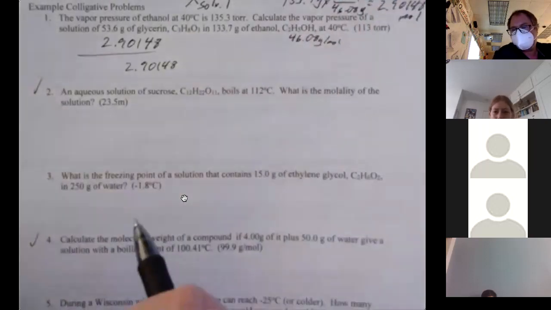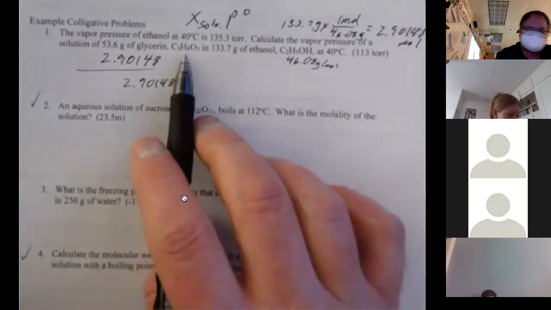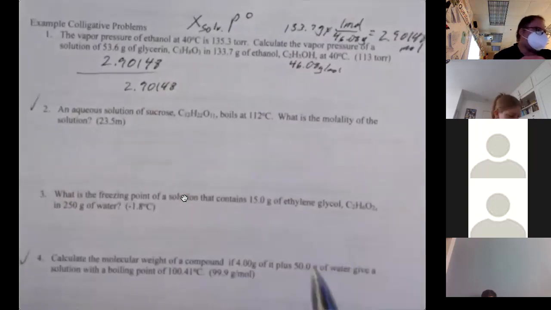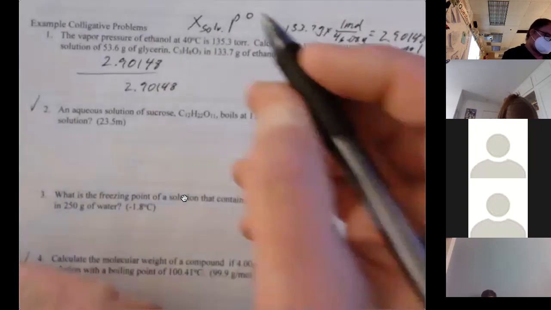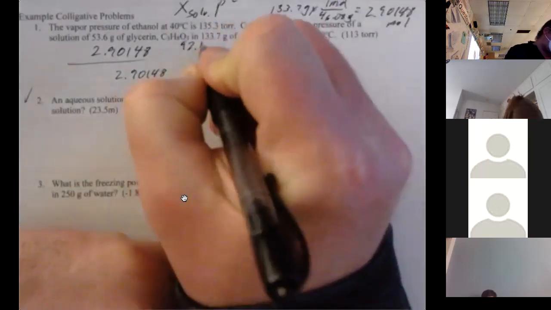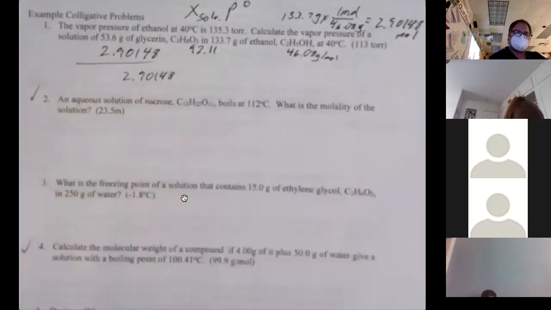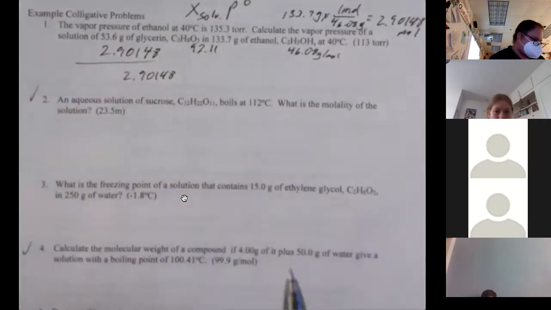Good. Now I got to find the moles of glycerin. 3 times 12.01 plus 8.08 plus 16 times 3. It's 92.11. So I'm going to take this 53.6 and divide it by 92.11. The answer is about 0.5819.